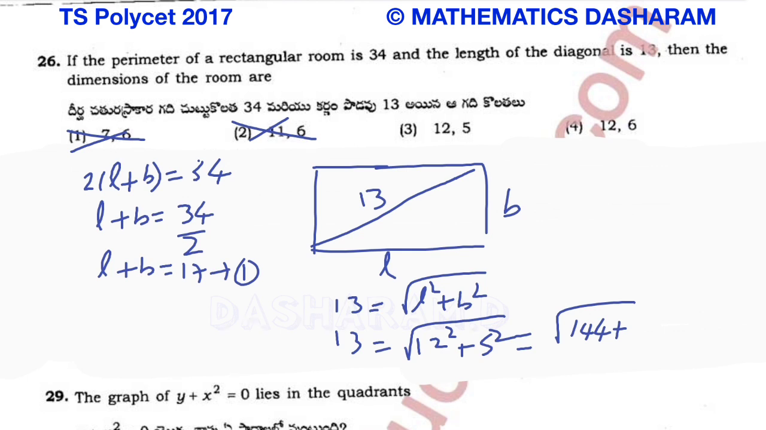5 square is 25. And the square root of 144 plus 25, that is 169, is equal to 13. So here also 13. So then option 3 is correct.